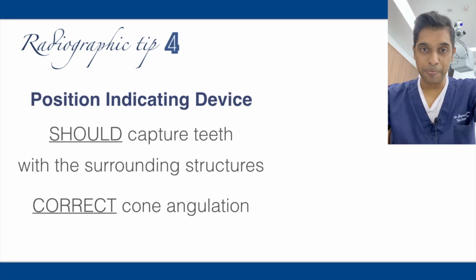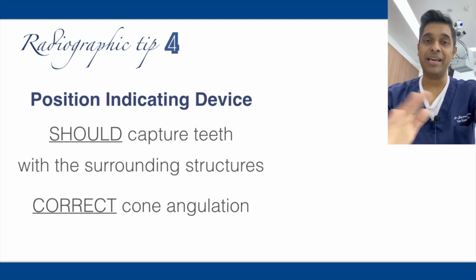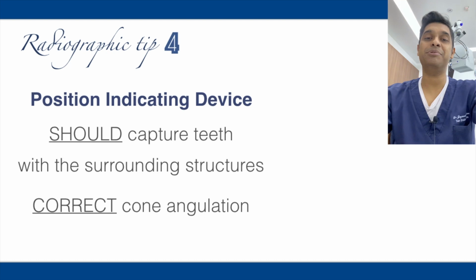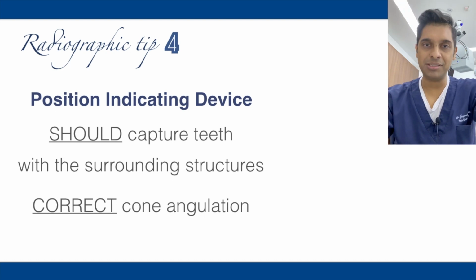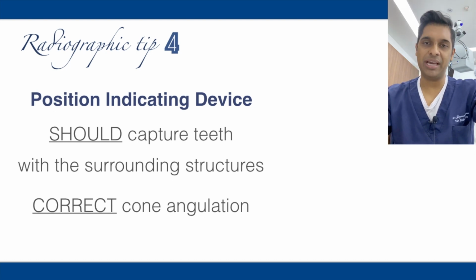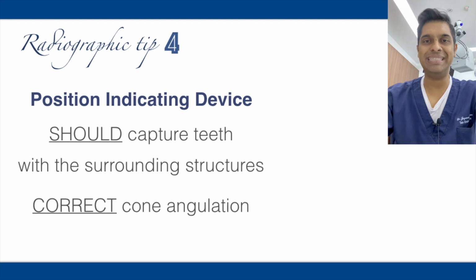Tip number 4 is to use a position indicating device. For me, all my x-rays are done only with position indicating devices. The reason is that an ideal x-ray should cover the entire tooth and also the structures around the tooth. And second, you want to have good cone angulation. You don't want elongated x-rays or shortened x-rays or half cut, cone cut x-rays and these kinds of things.